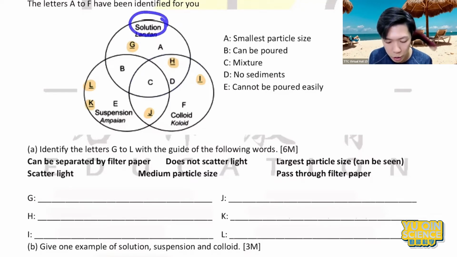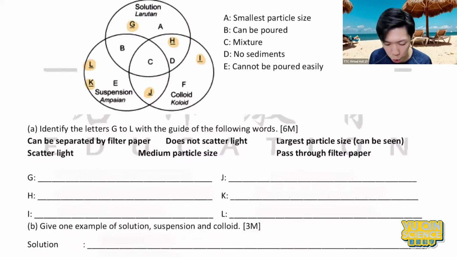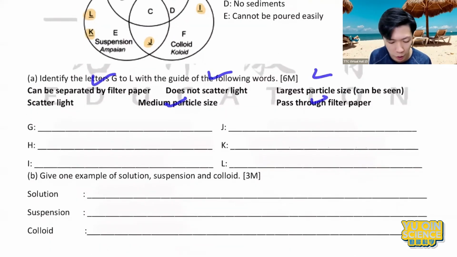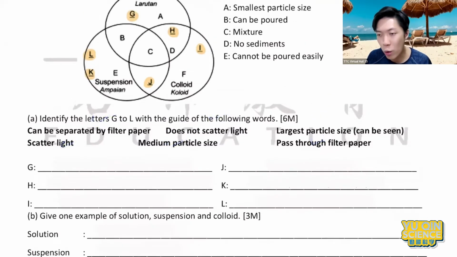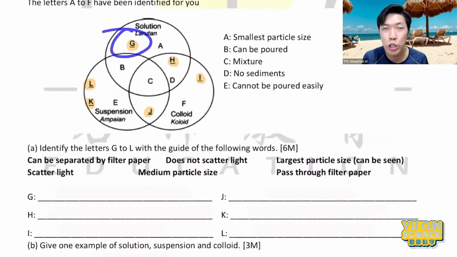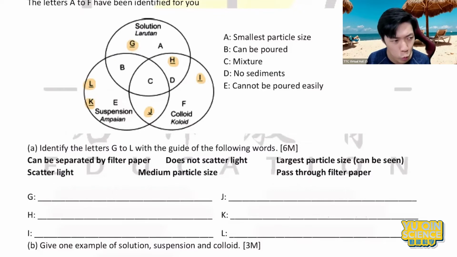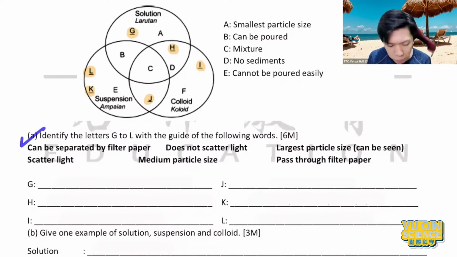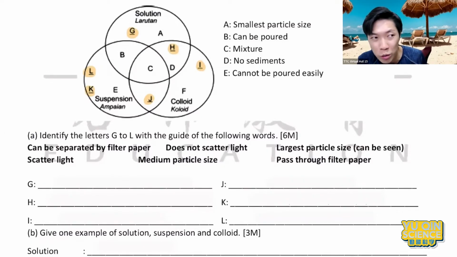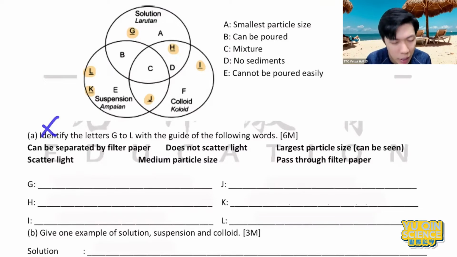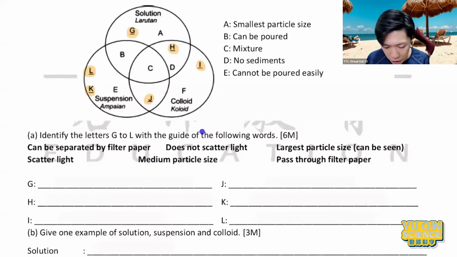So for example, solution for G means only special to solution. Your choices are here to choose. Now we could go one by one to do the kick out method. Then it's a lot easier. So solution characteristics only. If you do one by one, number one, can solution be separated by filter paper? Like, can you filter the salt out of salt water? I don't think so, right? So, bang, out.